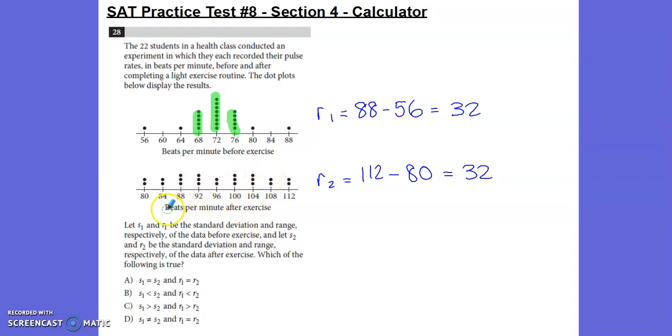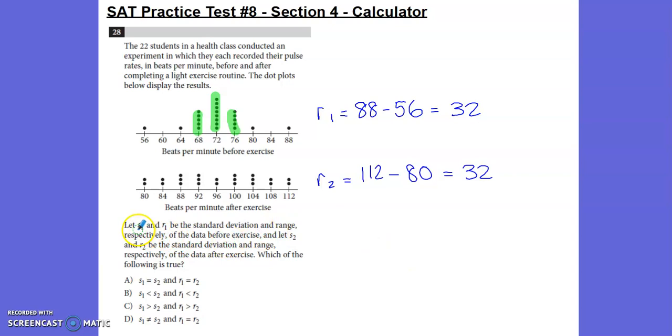If you look at the second dot plot, after exercise, we see a lot more variability. The data is still spread pretty evenly, right? There's a pretty equal distribution of values below the middle and above the middle, but we see that there is a lot more variability within the data.